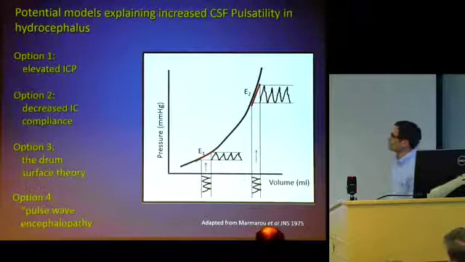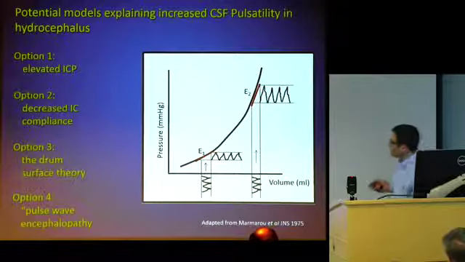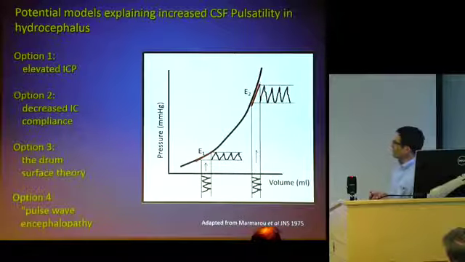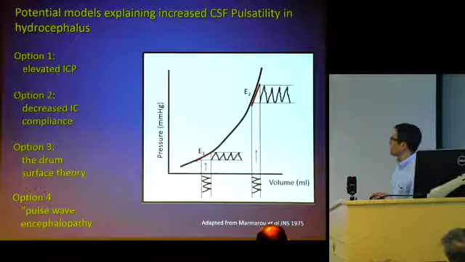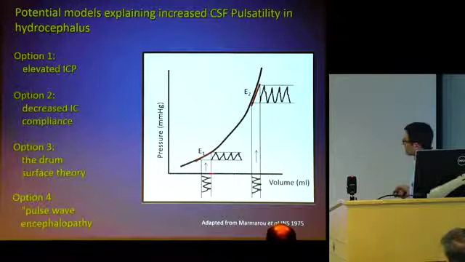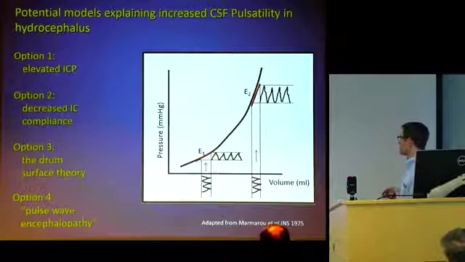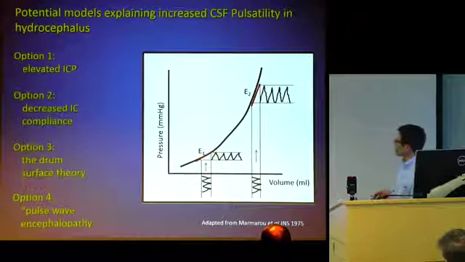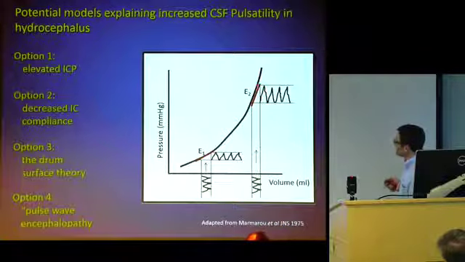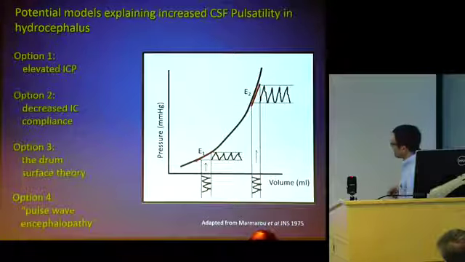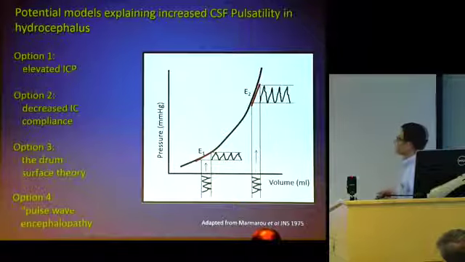There are a number of potential models that we can look at. I really wanted to go into more detail, but unfortunately I don't have time. There are a number of things that can change pulsatility in the brain. Simply elevating ICP, if you look at this classical PV curve from Tony Marmarou: if I increase the pressure, the slope of this graph is essentially a measure of the compliance. Because of that, the same pulse, a volume of blood coming into the brain, creates a low pulse at low pressure and a high pulse at high pressure.